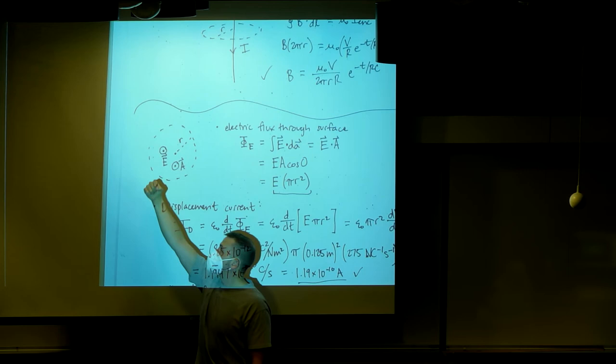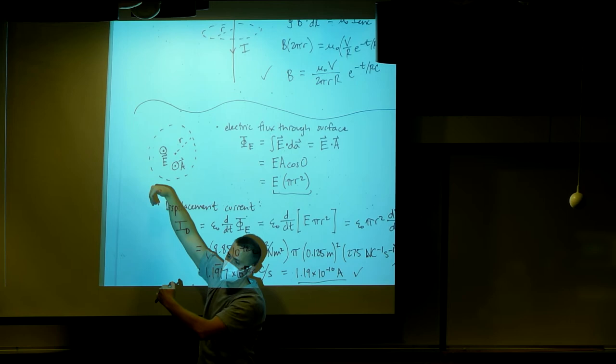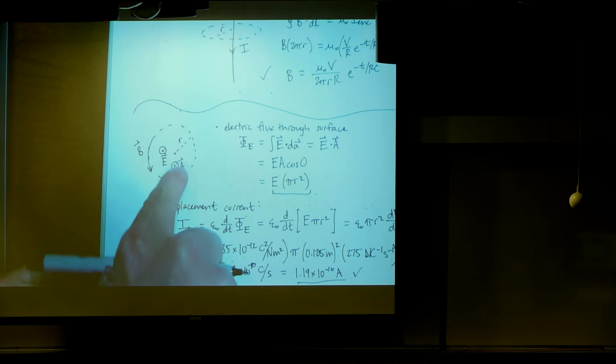What kind of B field would that tend to create? Well, point your thumb out of the page like this, curl your fingers in the direction which B would be going. Okay, that would be counterclockwise. So we can imagine now that there is a B field looping around like this because of the fact that there's a changing E field, we get this looping B field as a result, okay?